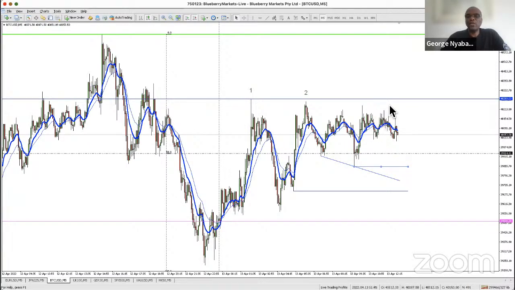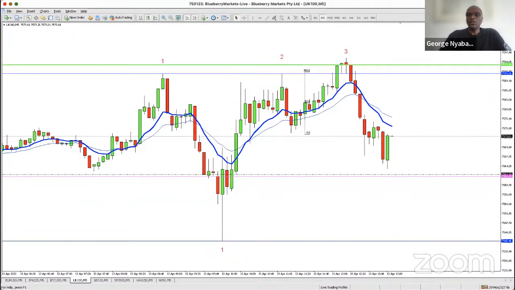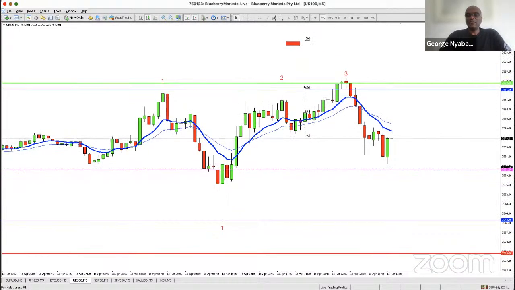But Bitcoin, we have to get back to this level for us to look for opportunities. Let's have a look at UK 100. So we didn't get the opportunity to trade, but our levels are still valid. I want to see what happens when the market gets to this level. So I'm still looking for trading range price action to see if we can go short. If the bears are able to bring the market down to this level, then it's going to be a double bottom that we are looking at.